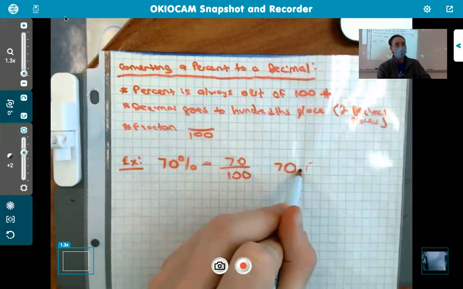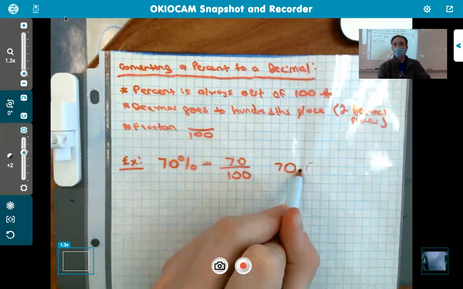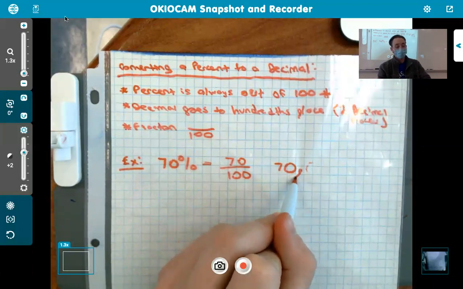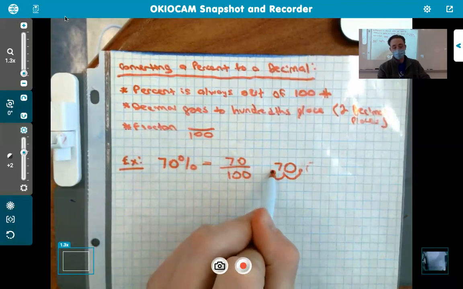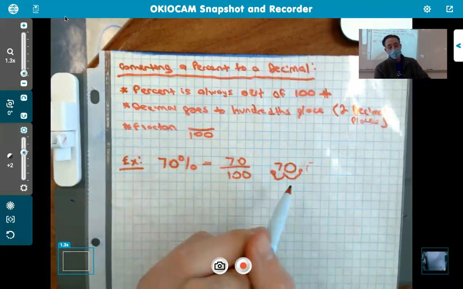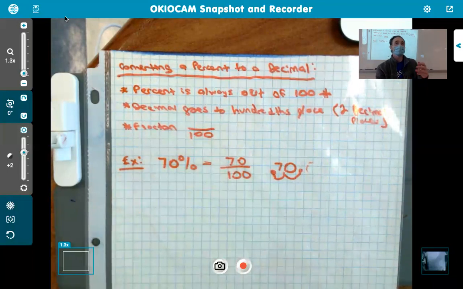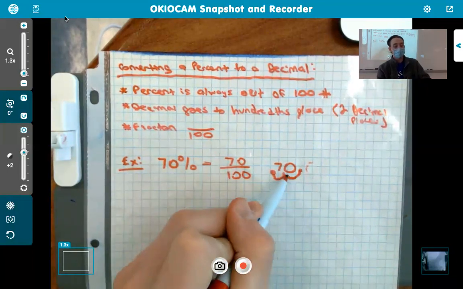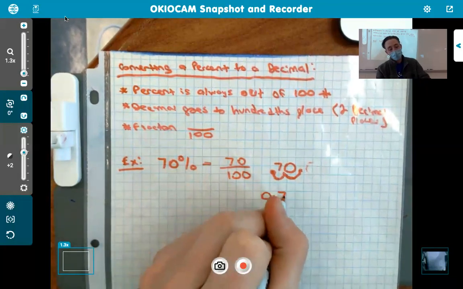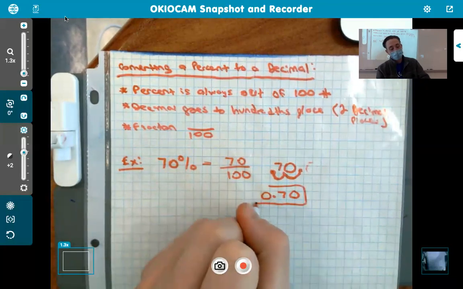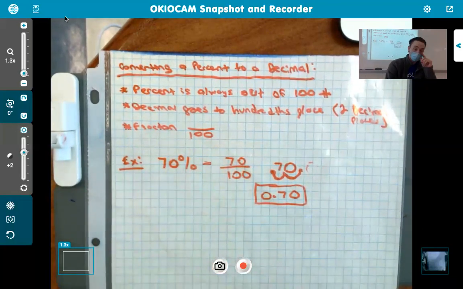We're going to take the decimal point and we're going to move it 2 places to the left. So we'll move it 1 place here, another place here. And that's signifying that we moved it 2 places, like 2 hundredths almost. So tens place, hundredths place, and my decimal for 70% is 0.70.